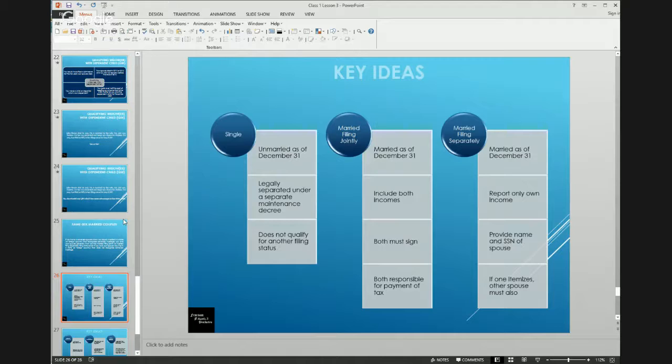Married filing jointly, you would need to be married as of December 31st, include both incomes on the same tax return, both must sign, and both would be responsible for the payment of the tax. If you choose married filing separately, you would again be married as of December 31st. You would each report your own income, and you would provide the name and the social security number of your spouse. If one spouse itemizes, the other spouse must as well. And we'll talk about this a little bit more in the standard deduction chapter.